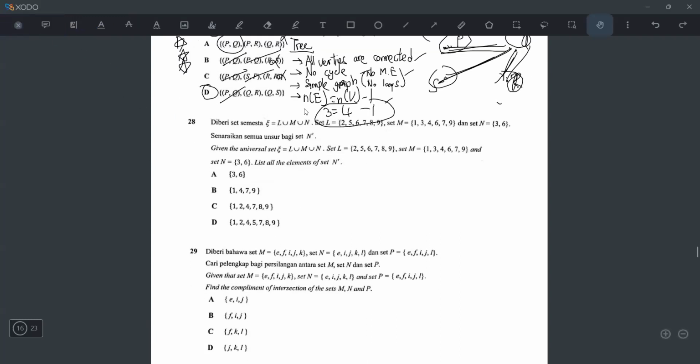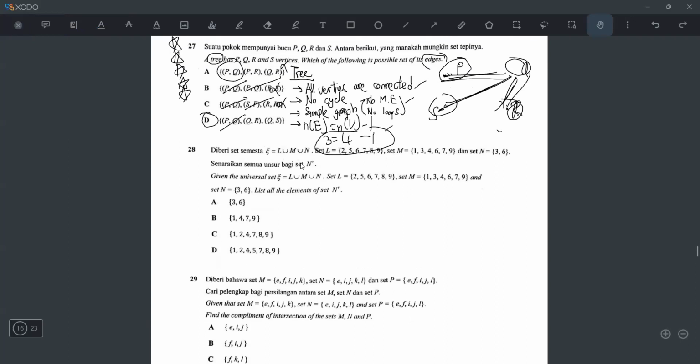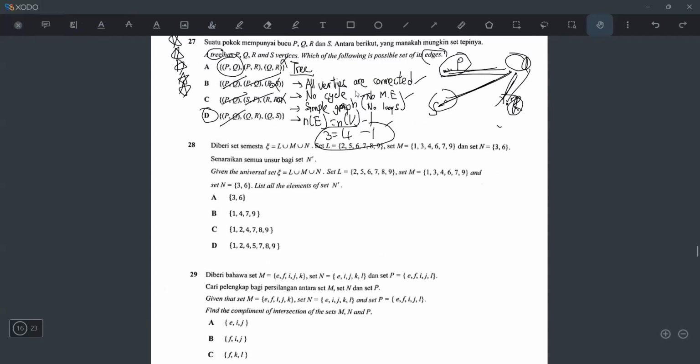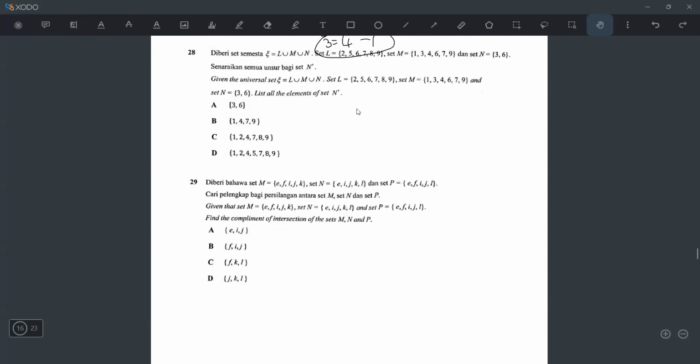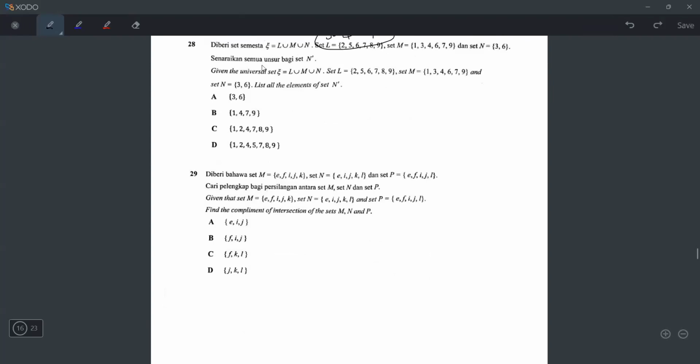Okay, please memorize these 4 things. But trust me, I will be saying these 4 characteristics in the next paper. Believe me. I will be saying this a lot in the next video, because I'm sure it will come out. Okay, 28. Given the universal set is blah blah blah.